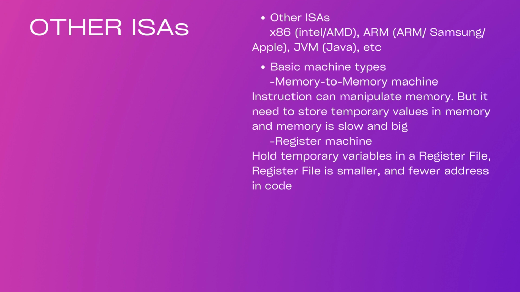Basic machine types. The first one is memory to memory machine. Instructions can manipulate memory, but it needs to store temporary values in memory, and memory is slow and big. The second one is register machine. It holds temporary variables in a register file. Register file is smaller and faster than memory, so faster programs, and then fewer addresses and code, so smaller programs.